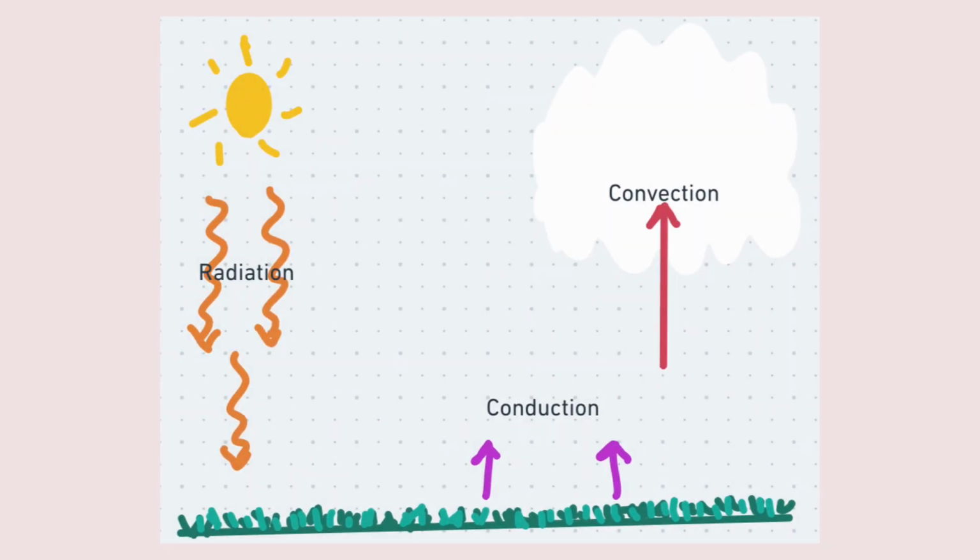Radiation comes from the sun's rays and it heats the ground. Conduction heats the air, and convection occurs as the warm air rises. Next time, we will take a look at the infamous greenhouse effect and how it influences the heating of the atmosphere.